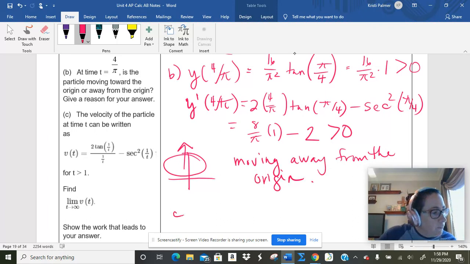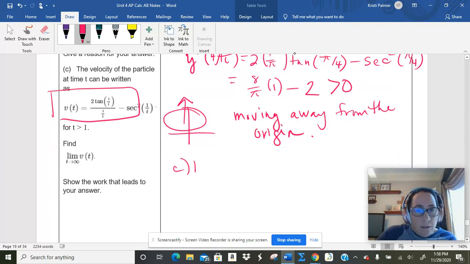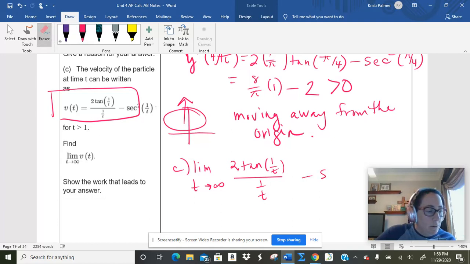And C, the velocity of the particle can be written as what they just showed right here. Find the limit as we go to infinity. So the limit as t goes to infinity, I'm going to rewrite that one too. Well, no, I think I'll leave it.